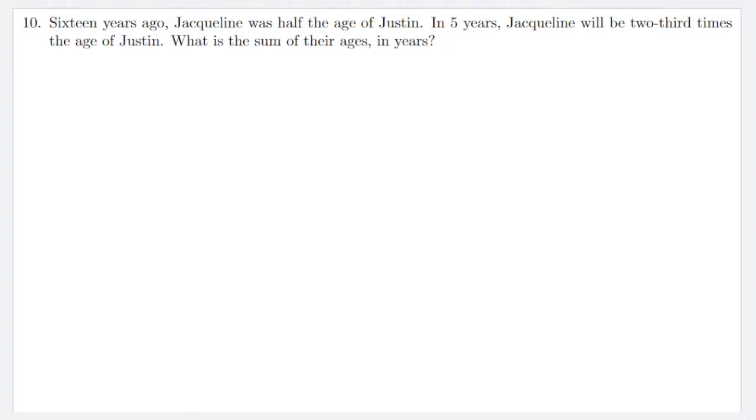Okay, so this is an age word problem, a pretty classic problem. So let's set up a system of equations. So let's let Jacqueline's current age be A, and Justin's current age be B. So 16 years ago, Jacqueline's age was A minus 16. And this was half the age of Justin. Well, Justin at that time had an age of B minus 16.